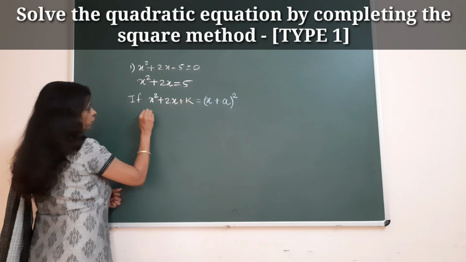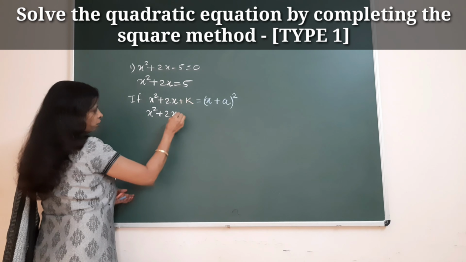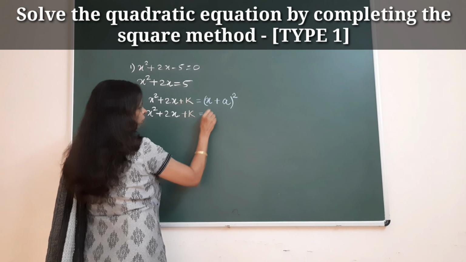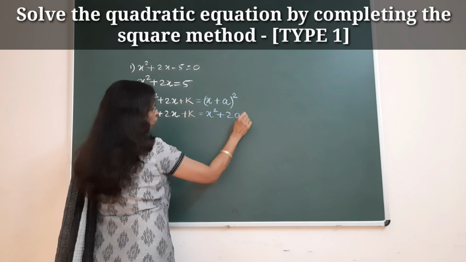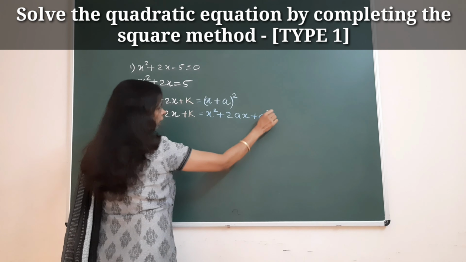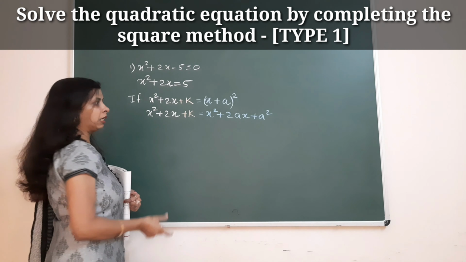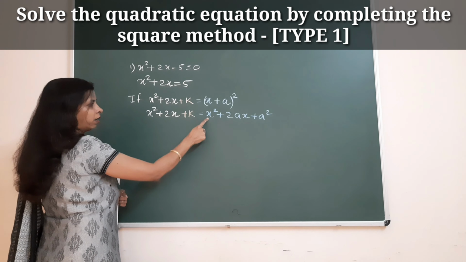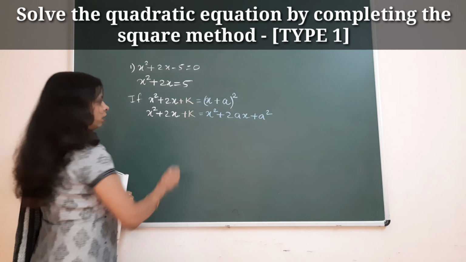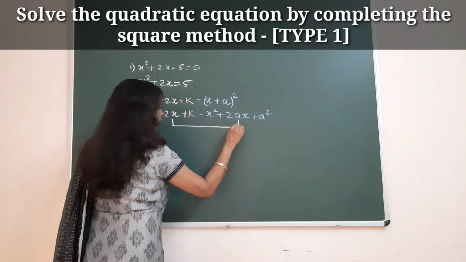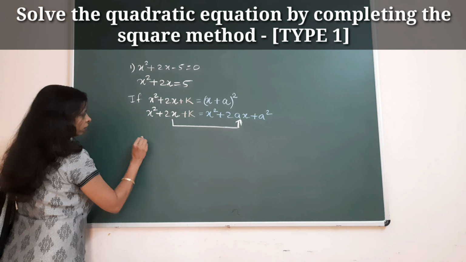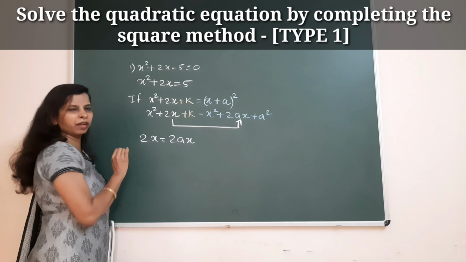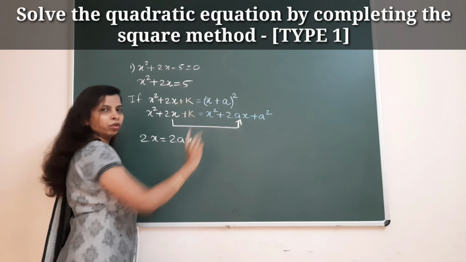Now as it is, you write down x square plus 2x plus k equal to x square plus 2ax plus a square. Now compare the terms. Compare x square with x square. Now you are going to compare these two, that is 2x equal to 2ax. I have written the entire thing. 2x is equal to 2ax.